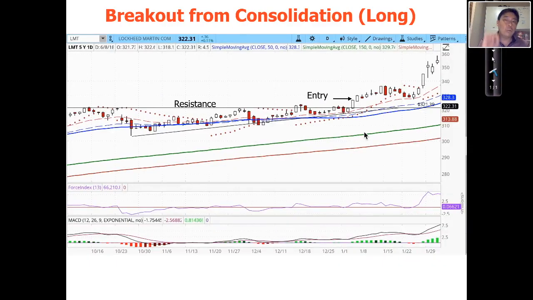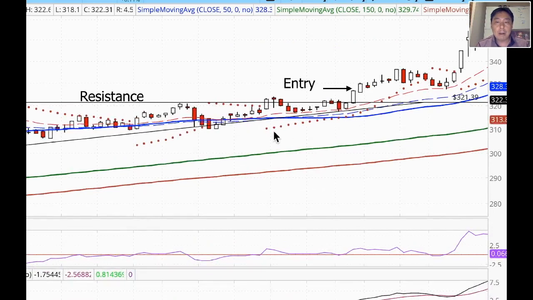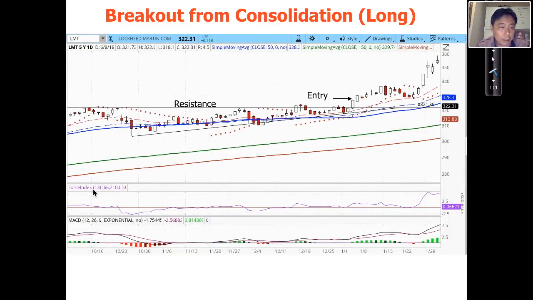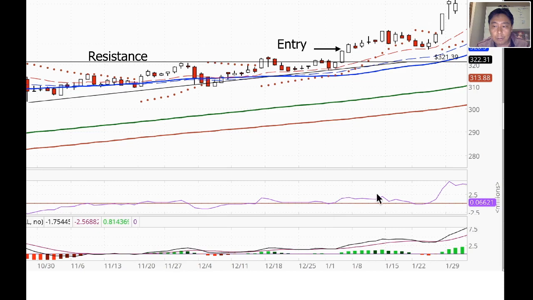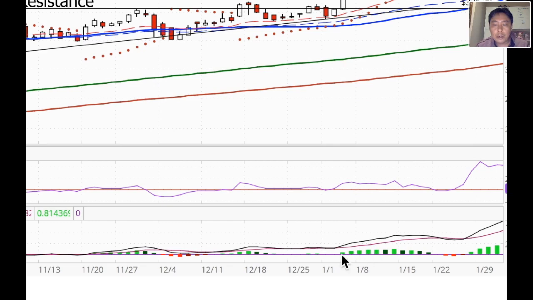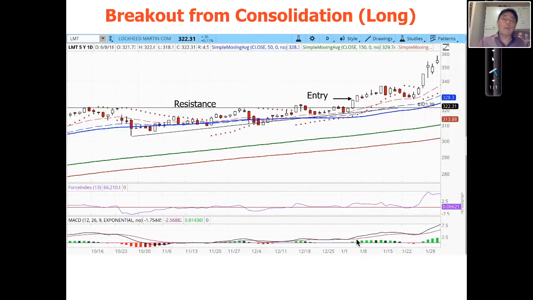Next, at least one of the indicators bullish. You can see the parabolic SAR, the dots are below the candle at the breakout, so that's bullish. The force index, which we learned earlier on, is above 0, so that's a bullish force index. The MACD, we have got the bullish histogram with the black MACD line above the signal line. So in fact, we've got 3 out of 3 indicators bullish, so we're good to go.